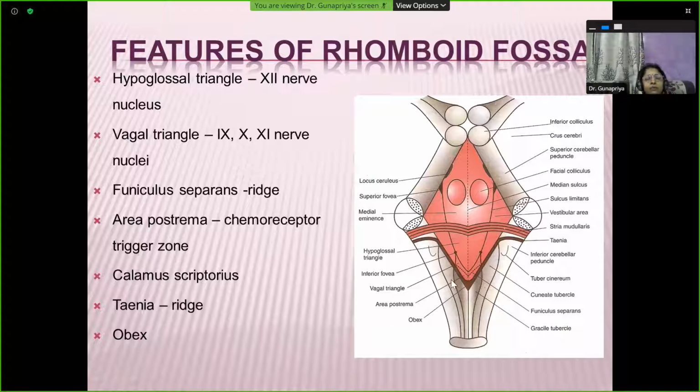The area rich in vascular neuroglial tissue is known as the chemoreceptor trigger zone, which is also said to be a vomiting regulating center or a vomiting controlling center. A vomiting regulating or vomiting controlling center is the area postrema, which has rich vascular neuroglial tissue. So what all did we study? We studied many things here: hypoglossal triangle, vagal triangle, funiculus separatus, area postrema.